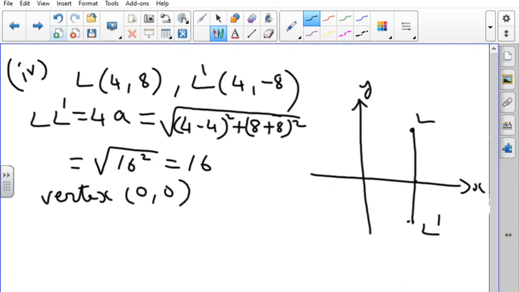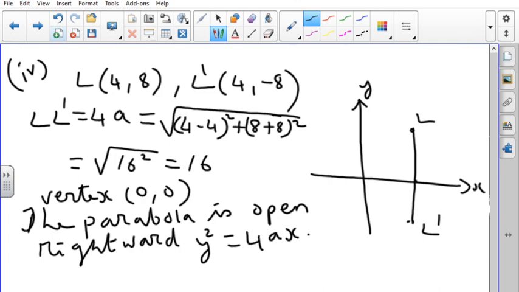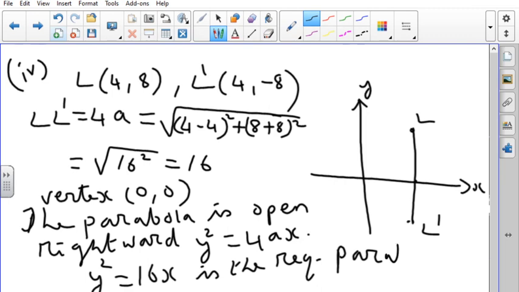So here the parabola is open rightward. So we get y square is equal to 4ax. So 4a is 16, which we have found. Therefore y square is equal to 16x is the required parabola.